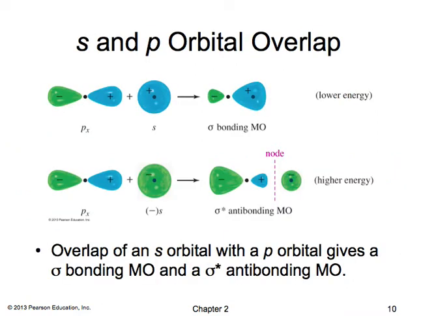You can also have s and p orbital overlap, in which a px and an s orbital overlap one another, and you have a sigma bond where they're working together constructively. You can have a px and a negative px, which are oppositely signed. This will generate a node. This is now your sigma star antibonding molecular orbital, which is higher in energy.